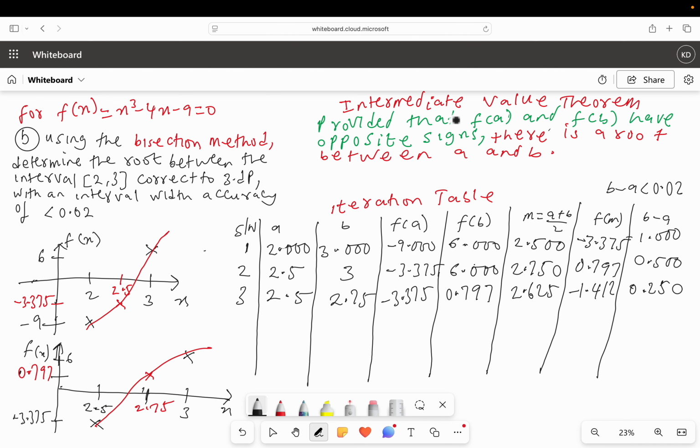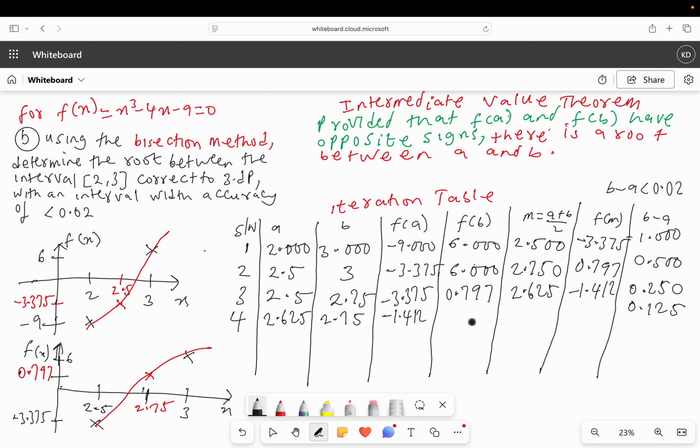You can see my f of m is negative. So in order to maintain the intermediate value theorem condition, my m will then replace my a, because it is a that gave me negative in the previous iteration. So I will have 2.625, then b will be the same, 2.75. So I have to check my iteration condition. 2.75 minus 2.625 will just be 0.125.